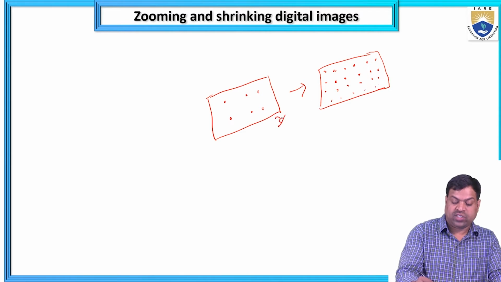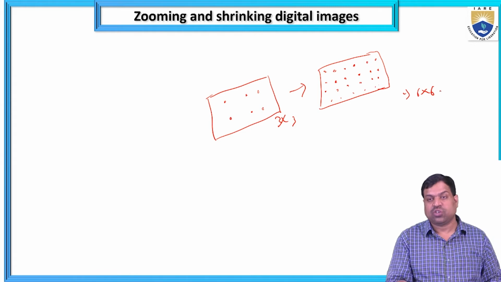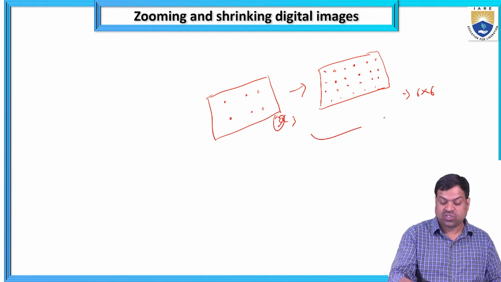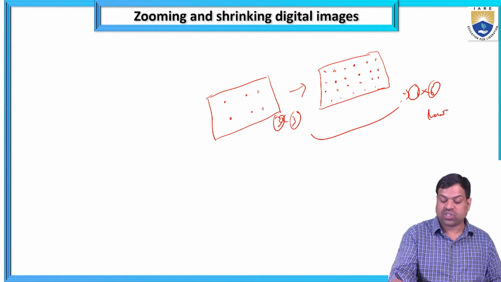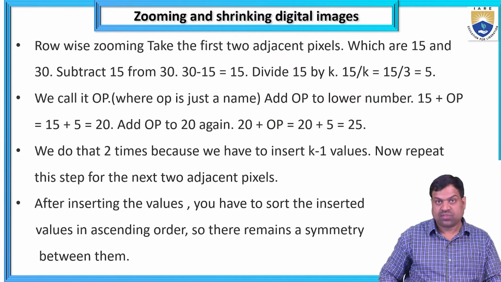So here it is a 3 by 3, but here I am taking as a 6 by 6. So have we changed rows and columns? Yes, 3 is changed to 6, and here the 3 is changed to 6. So rows and columns I changed. So how are we changing the rows and columns?